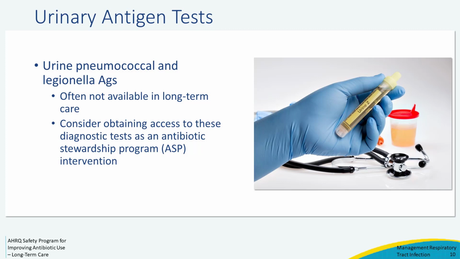The pneumococcal antigen looks specifically for the organism that is a common cause of community-acquired pneumonia. If the urinary antigen is positive for pneumococcal infection, you can potentially narrow your resident to penicillin alone for treatment, which has fewer side effects than more broad-spectrum antibiotics.